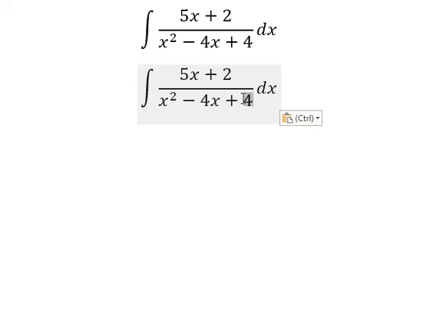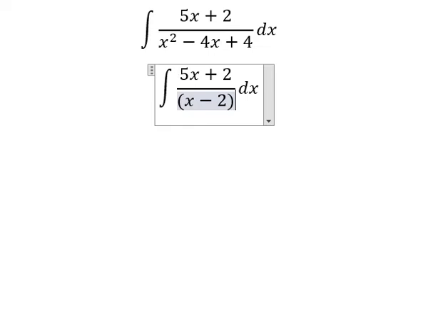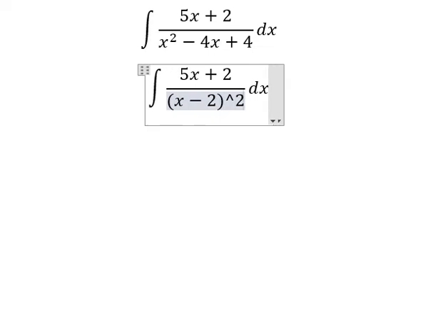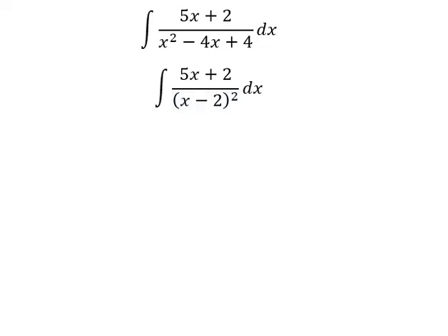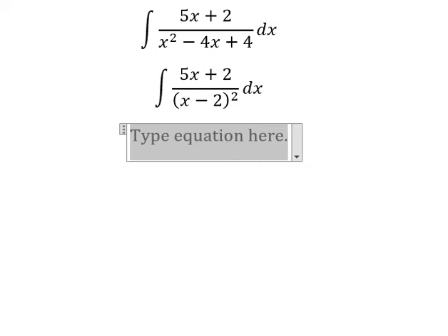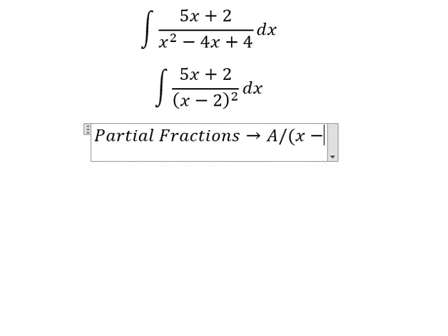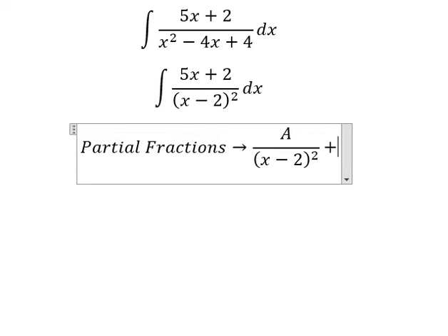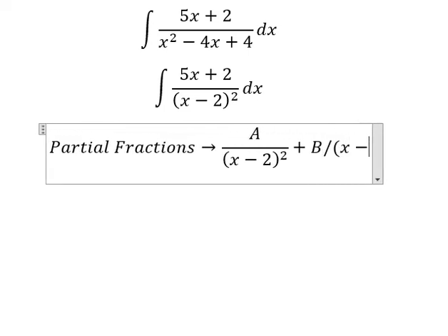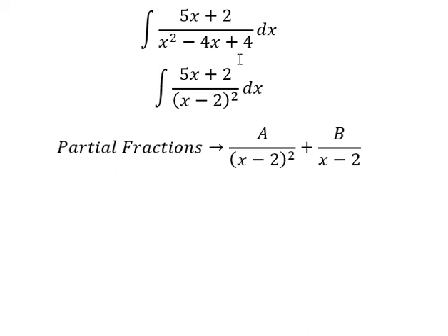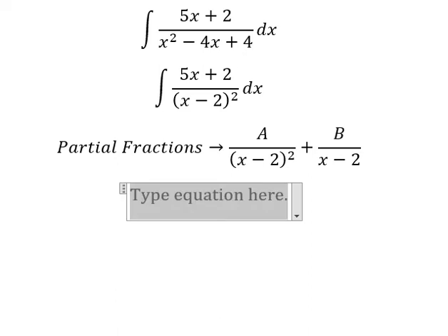This one is about identities. We can put s minus 2 to the power of 2. Later we can use partial fractions. So I will put A over (s minus 2) squared plus B over s minus 2. Later we do the common denominator.